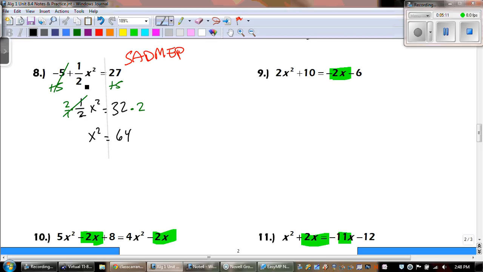Oh, I'm really going to like this one. You know why? It's a perfect square. It's a positive, which means I'm going to get two answers, a plus and a minus, and the square root of 64 is 8. So we get x equals plus or minus 8.